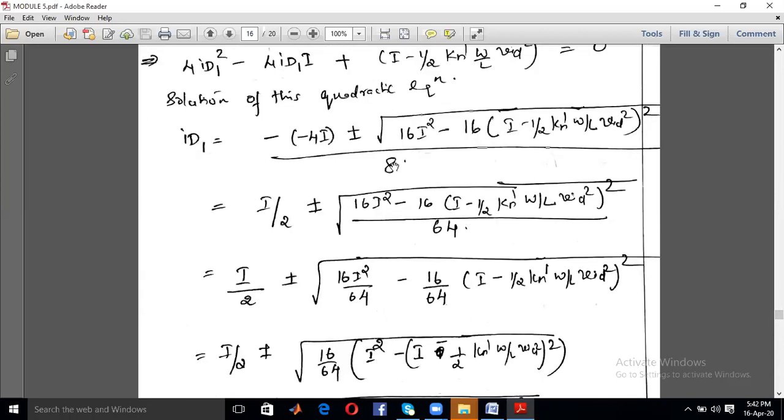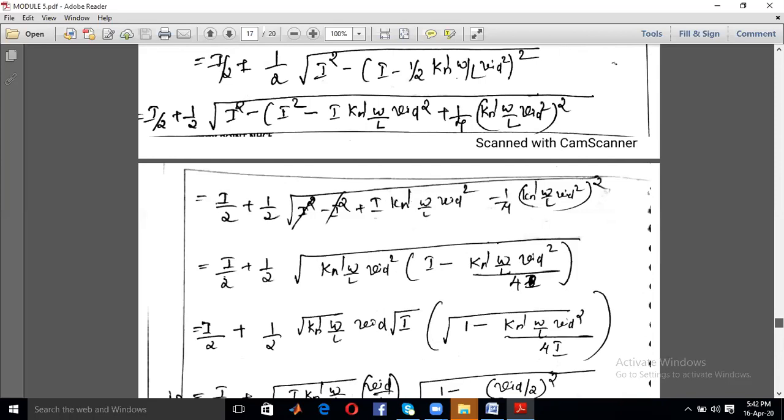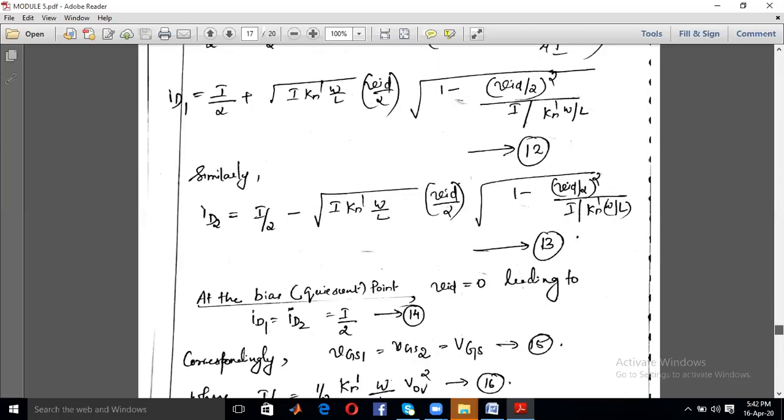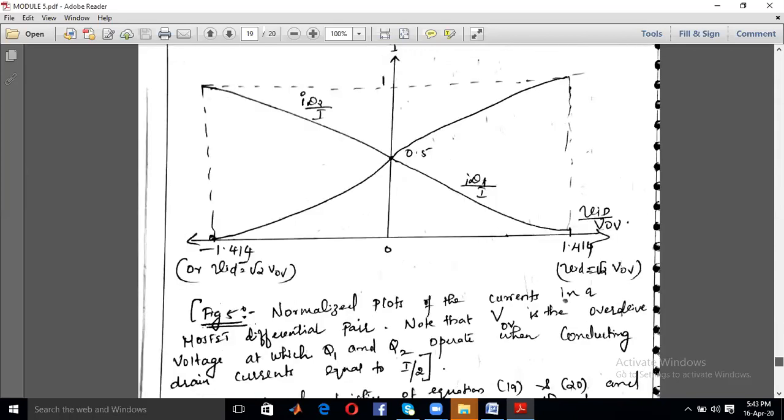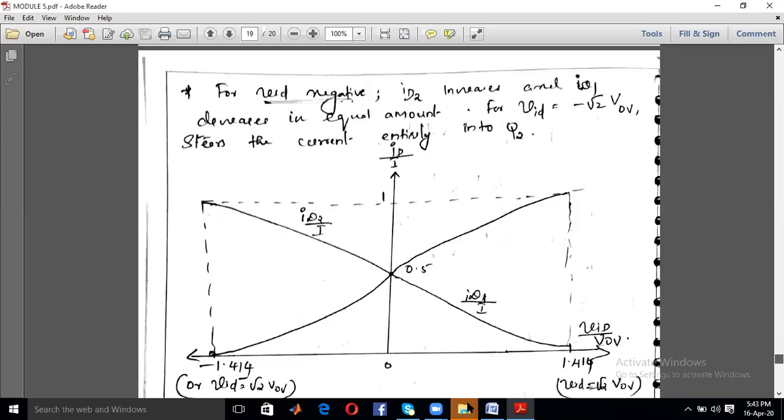This ID1 step is a little bit tedious, with minus b plus or minus root of. But once you are perfect in maths, without any error you will be able to get the equation for ID1. Once you have the equation for ID1, you can simply write the equation for ID2 just by replacing this plus sign with a minus sign. Then what you have to do is simply draw the graph. For that, you have to take 2 to 3 parameters. One parameter is 0, the second is the extreme value root 2 VOV, and the third is the other extreme value, which is minus root 2 VOV.